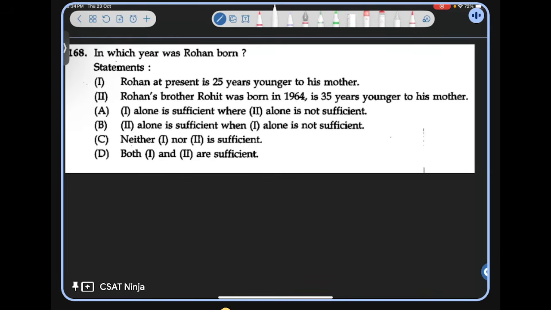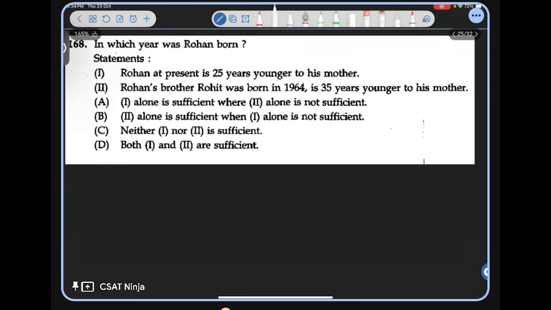We are asked to find in which year Rohan was born. So let's start with this. Statement number 1: directly go to the statement because nothing is given in the question. Rohan at present is 25 years younger than his mother. Statement number 1 says Rohan is 25 years younger than his mother.